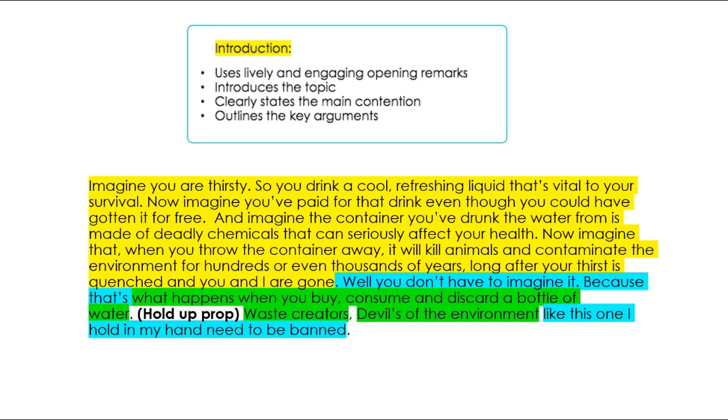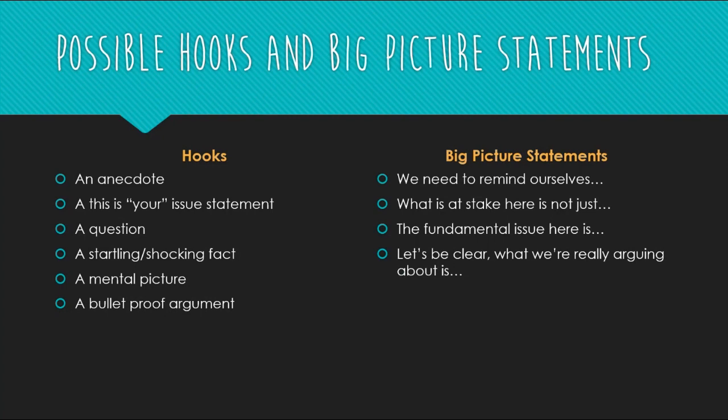You need to also be creative in your language. Because you don't want to copy this exact example, here are a list of other possible techniques that you can use to make your opening interesting. You might start with an anecdote, so a short true story to grab the reader's attention. You might start with an issue statement and use inclusive language from the beginning, calling for action from the very start. You might pose a question as your opening statement or a startling or shocking fact.